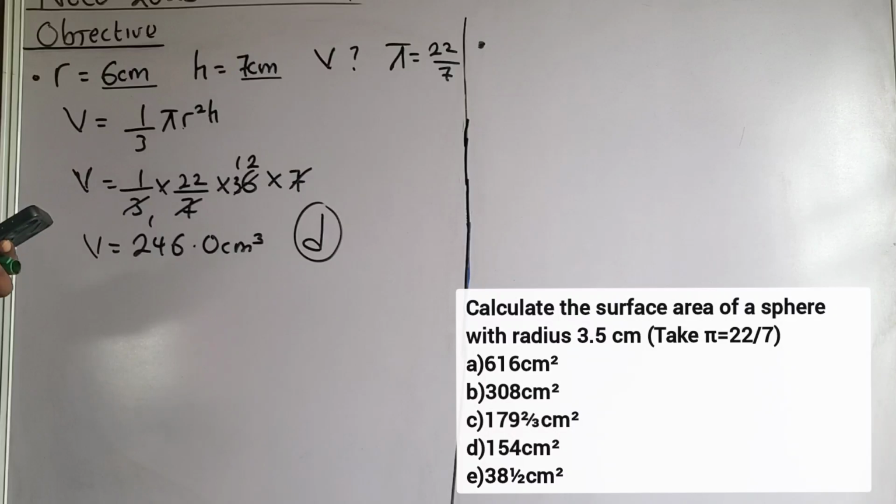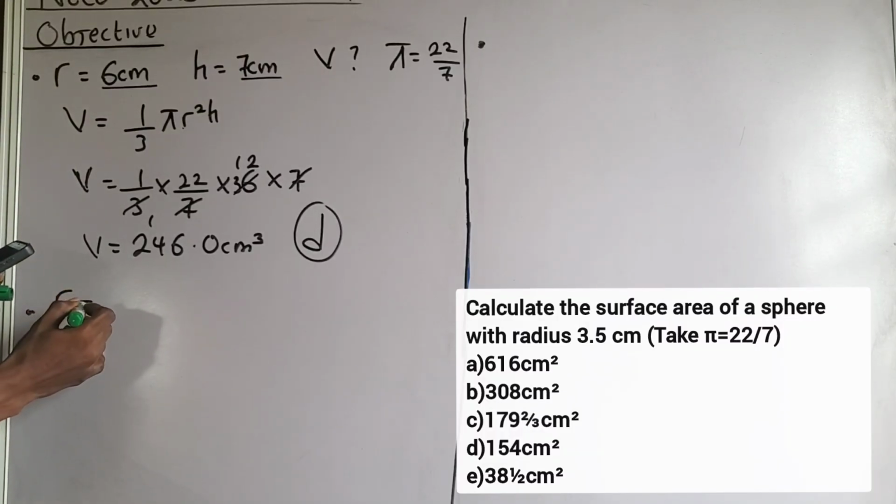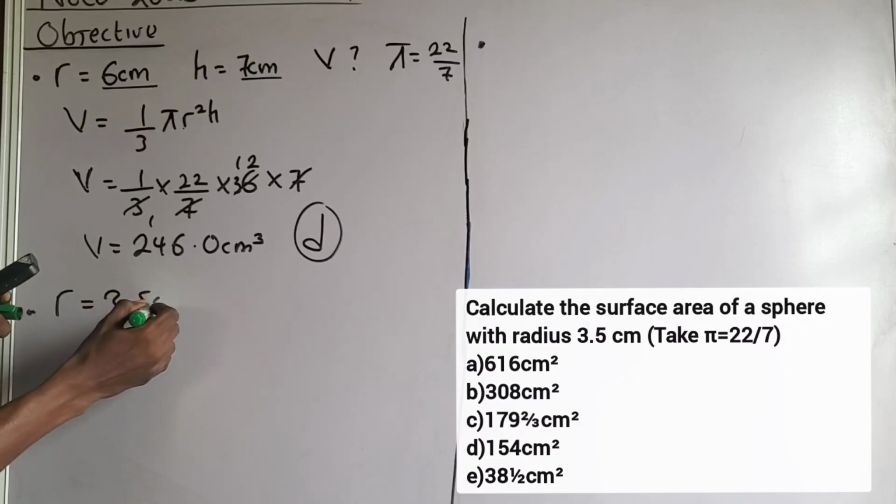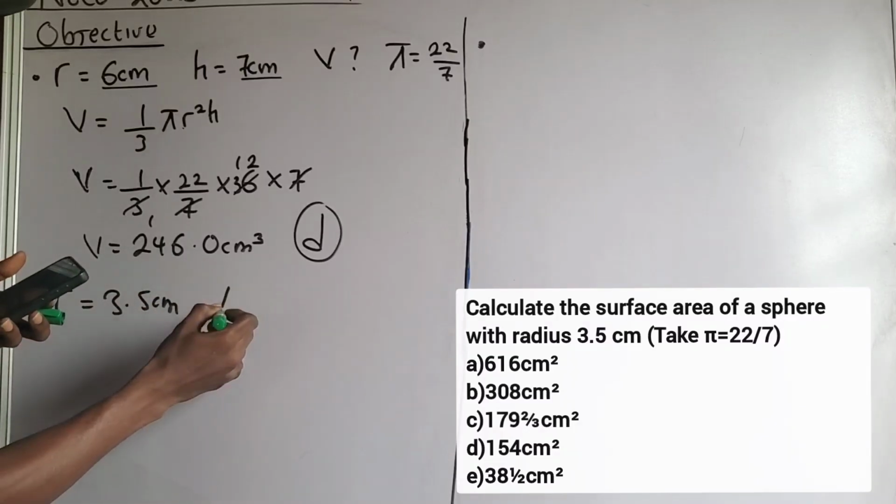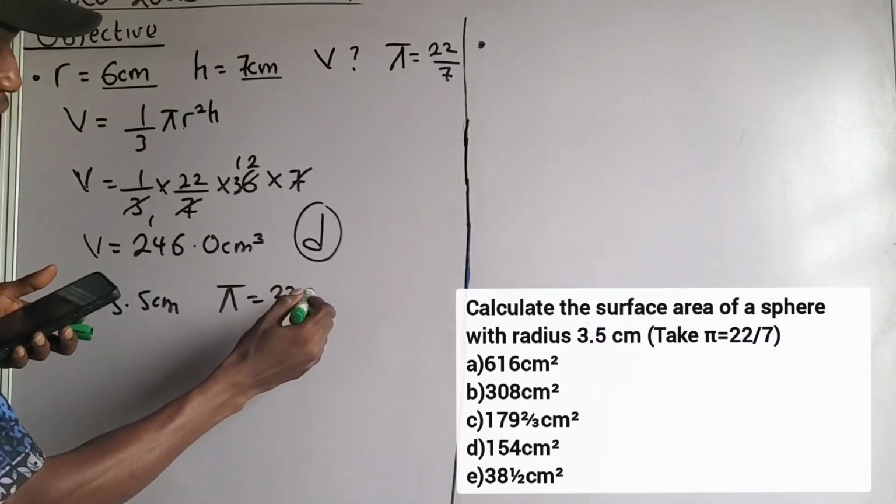Okay, let's proceed to the next question. Calculate the surface area of a sphere with radius 3.5 centimeter. Surface area of a sphere. Let's start with the radius. The radius is 3.5 centimeter, and pi has been given as 22/7.